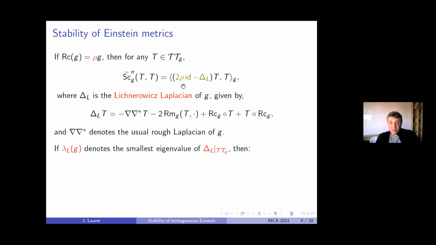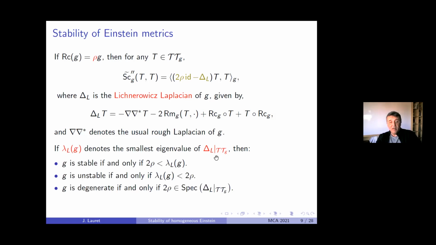And since you have this formula here for the Hessian, with 2 rho, recall that rho is called the Einstein constant, then if you take the smallest eigenvalue of this Lichnerowicz Laplacian, you get these equivalences for stability, instability, and degeneracy. Stability is that 2 rho is less than this first eigenvalue of the Lichnerowicz Laplacian, which may be negative, it's not necessarily positive.